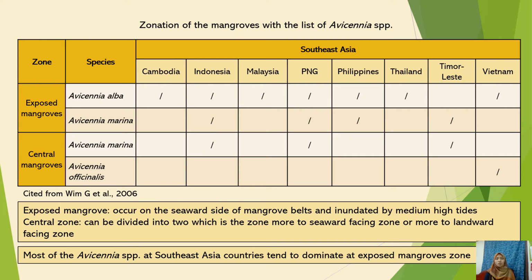This is the zonation of the mangrove with the list of Abyssinia spp. There are two zones, which are exposed mangrove and central mangrove. Exposed mangrove occurs on the seaward side of mangrove belts and is inundated by medium high tides. The central zone can be divided into two, a more seaward-facing zone or a more landward-facing zone. Most of the Abyssinia spp in Southeast Asian countries tend to dominate exposed mangrove zones.